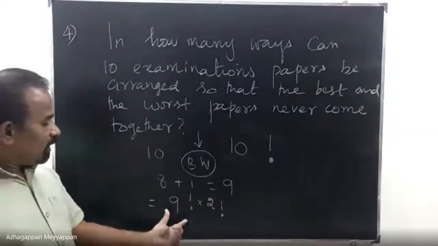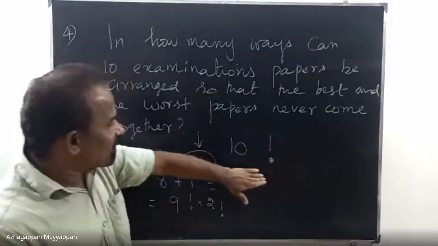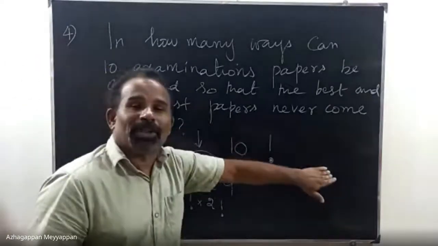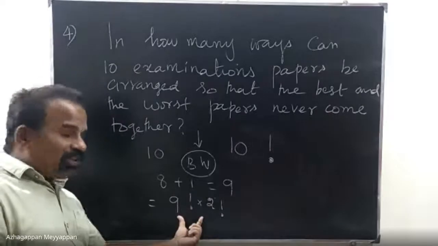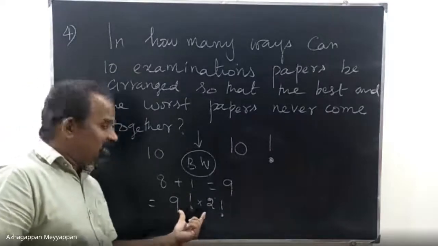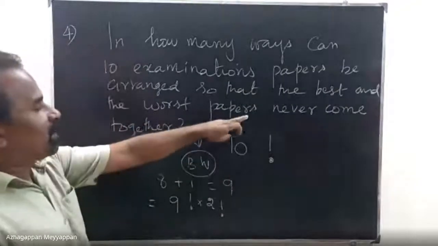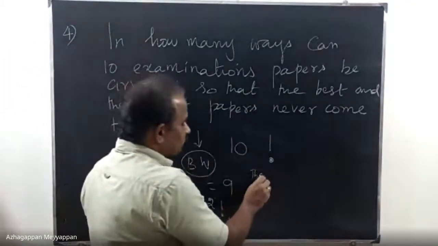So therefore, here there are total arrangements, with come together and without come together. Understood? Simply I am saying. Here with come together, with the two best and worst come together is this. So therefore, automatically the best and the worst paper never come together is equal to the number of ways.